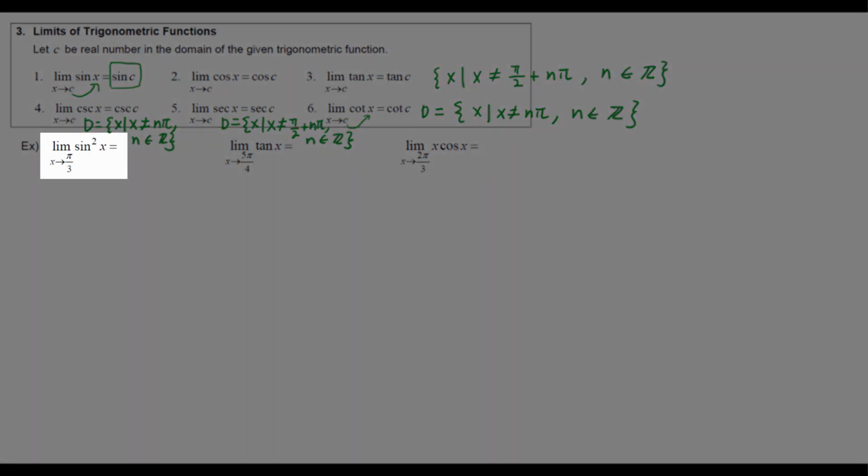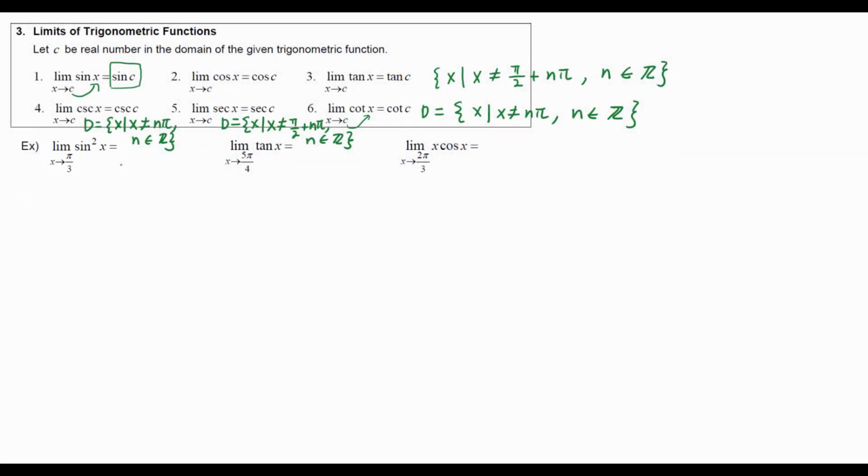Example. What is the limit of sine squared x as x approaches pi over 3? As you know, the domain of sine x is all real numbers. So all I have to do to evaluate this limit is plug pi over 3 in for x and then square it. So this will be equal to sine of pi over 3, and then whatever the value is, you just need to square that. And sine of pi over 3 is equal to radical 3 over 2. So you're going to square that and you're going to get 3/4.